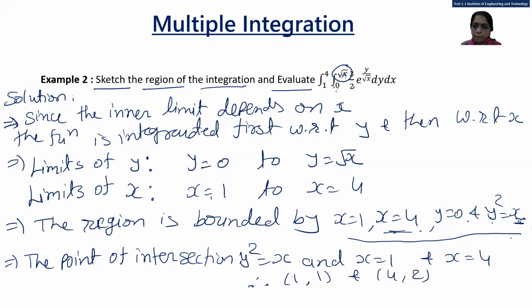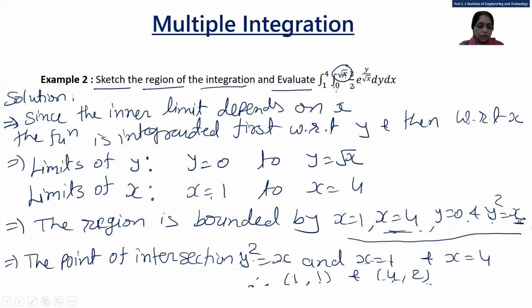I repeat, because x is given as 1, if I put x equal to 1, then y equal to 1. If I put x equal to 4, then by taking the square root on both sides, y equal to 2. So x 1, y 1, and x 4, y 2. These are the points of intersection.